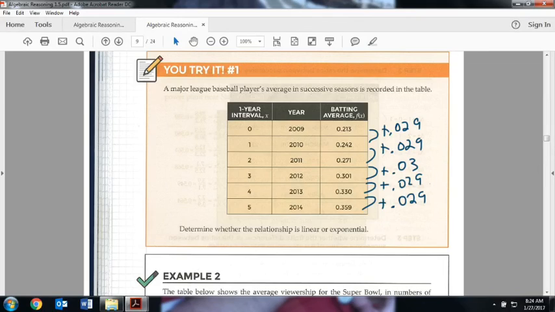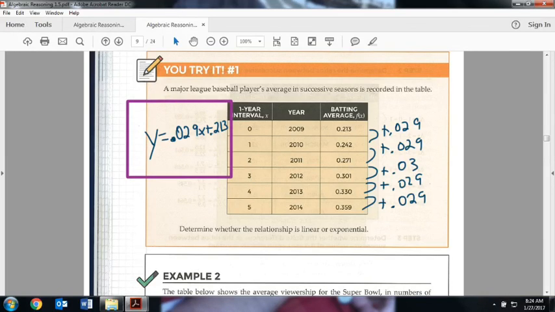Add them all up. 0.029. There's 4 of them. So add them up 4 times plus 0.03. We get 0.146, and divide it by 5. And we get an average of, who would have thunk it, 0.0292. So I'll use 0.029 as my ratio. So y equals 0.029x plus my starting point, 0.213. And that would be your equation.